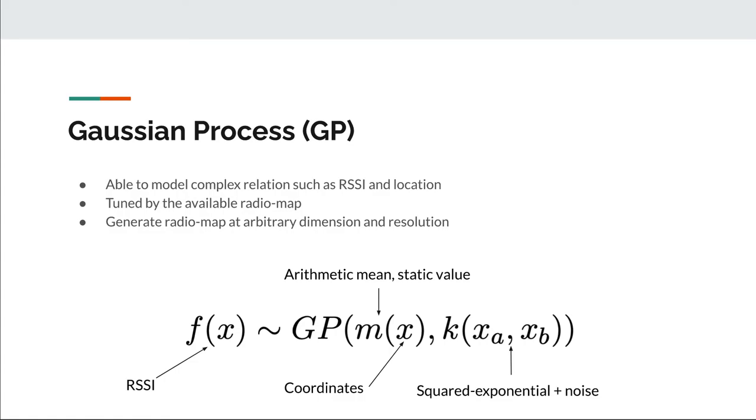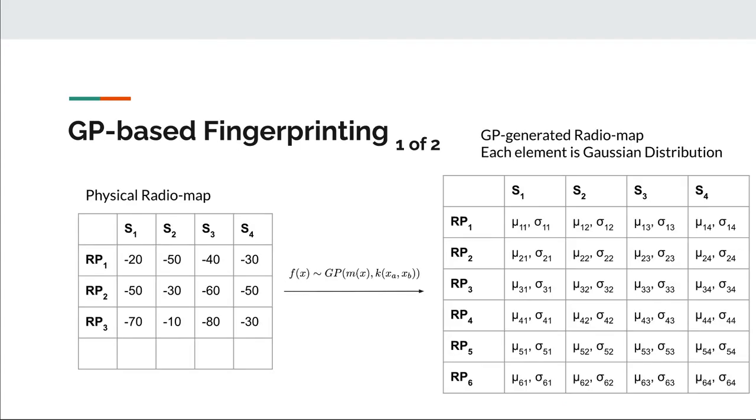In our implementation, the input of a Gaussian process is the x and y coordinates. The output is the RSSI measurement. We use the arithmetic mean of the output value as the mean function and a squared exponential plus noise kernel as the kernel function. After we have trained the Gaussian process model using the physically collected radio map, we are able to construct a new radio map completely based on Gaussian process.